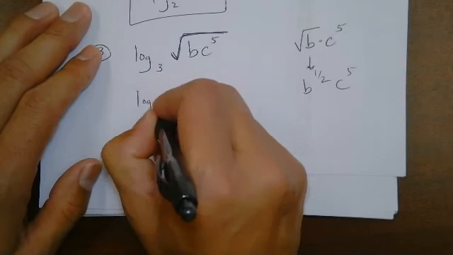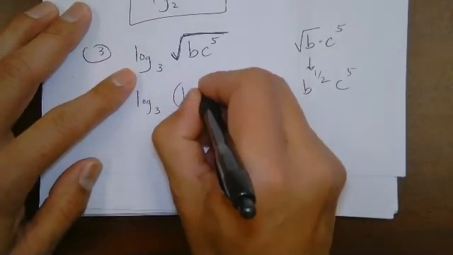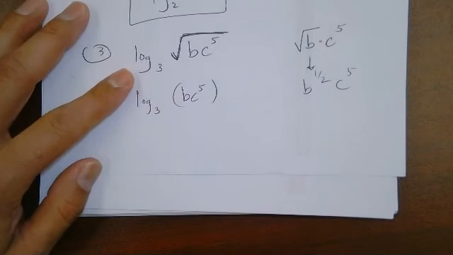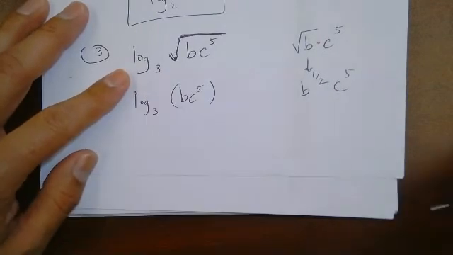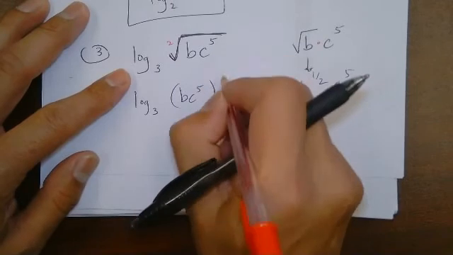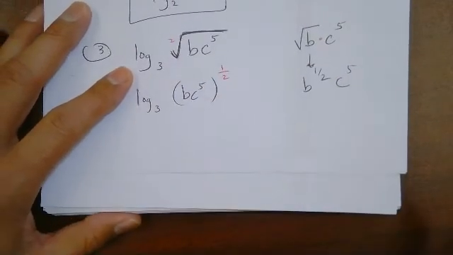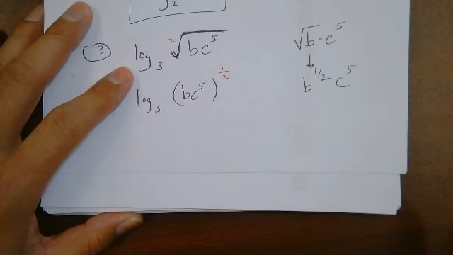Well, that would be log 3. Since the root is on both of them, I have to put the parentheses because it includes and contains both of them, the B and the C5, and the power here, right? This is a square root. There's an imaginary 2 there. The exponent or the fraction is 1/2. You guys agree? Yeah.